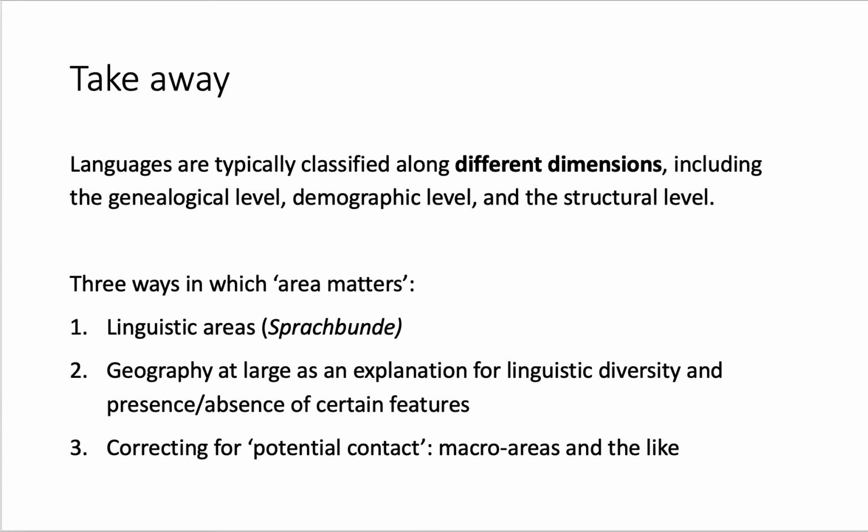can be classified along different dimensions, including the genealogical level, the demographic level, the structural level, and that there are 3 ways in which area matters. I quickly discussed the idea of language areas, but there's lots more for you to explore by yourselves there. The same for geography at large as an explanation for linguistic diversity and the presence or absence of certain features, most of them phonological. Again, lots of input that you can get there. But this idea of correcting for potential contact, I made the video because there's less on this topic, and therefore I wanted to give this quick overview.